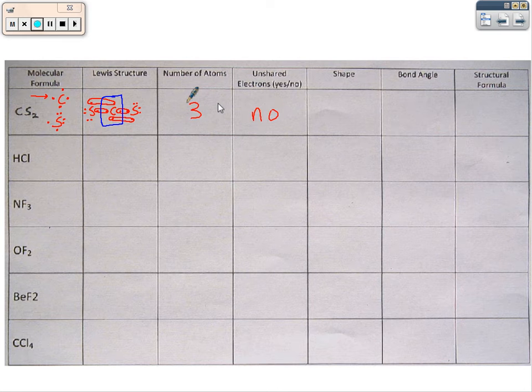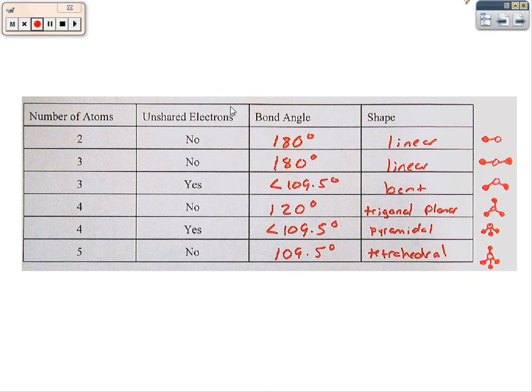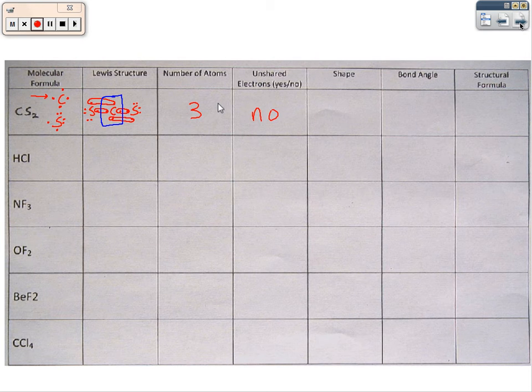This is the information that we need to determine the shape. We need to know the number of atoms, and we need to know whether or not we have unshared electrons on the middle atom. Only the middle atom. We go back to the table we did in class yesterday. Again, we have 2 rows for 3 atoms. The difference being whether or not we have unshared electrons. In this case, no unshared electrons. Bond angle is 180 degrees. It's going to be linear. The shape is going to look something like that with all the atoms arranged in a row.